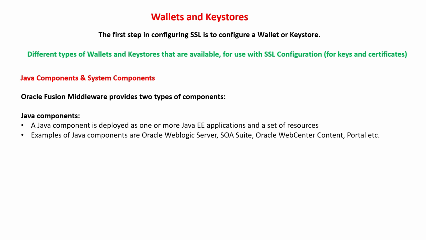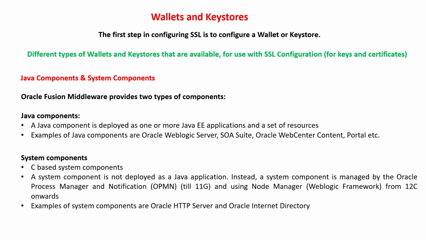So that means a Java component is completely built on Java and deployed on top of your WebLogic server. Examples of Java components are Oracle WebLogic Server, SOA Suite, WebCenter Content, and WebCenter Portal. These are different components that are completely based on Java, which means they are completely deployed on top of your WebLogic server.